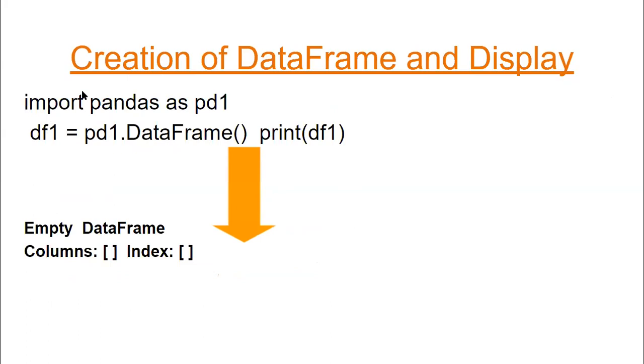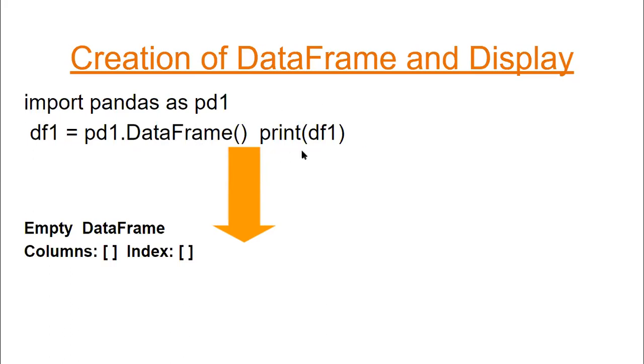So this is an empty data frame. Import pandas as pd. Then see here, this is the object or variable I am using, df1, which is equal to our pandas object dot DataFrame. Inside the method there is no value, an empty method. So this is called an empty data frame, creating an empty data frame. Then I want to display it.